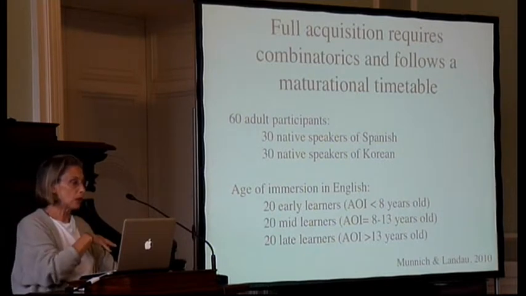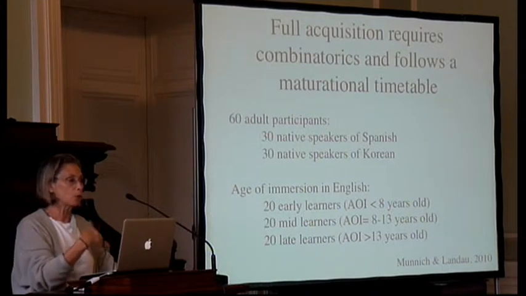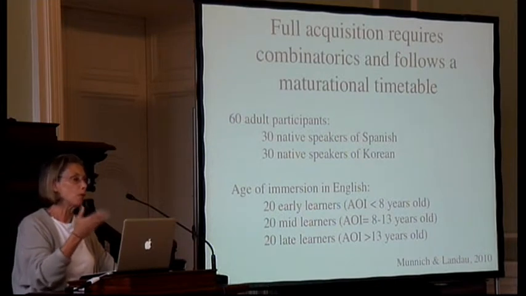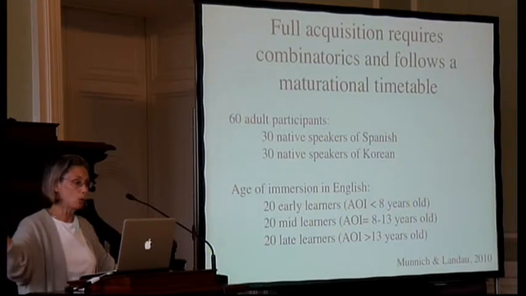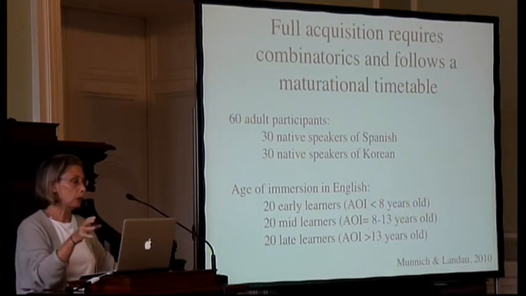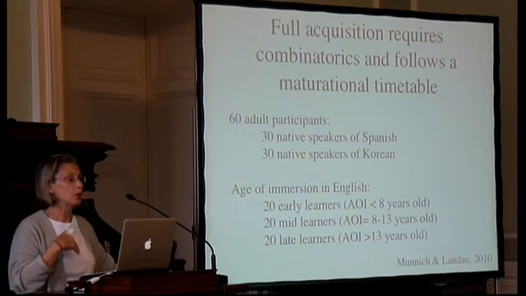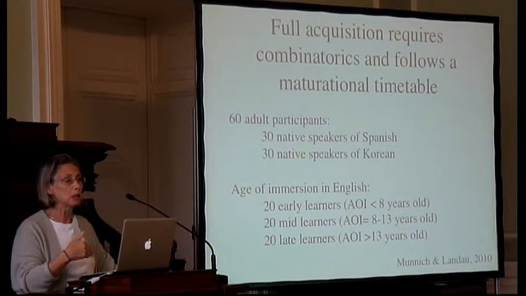These 2 groups varied by the age of immersion in English. So they're all living in the States, but they vary in terms of when they learned, when they were exposed, when they were immersed into English. So a third of them were early learners, that is, their age of immersion was 8 or younger. A third were mid-learners, age of immersion was 8 to 13. And a third were what we called late learners, and the age of immersion was 13 and older. So young learners, mid-learners, and older learners.